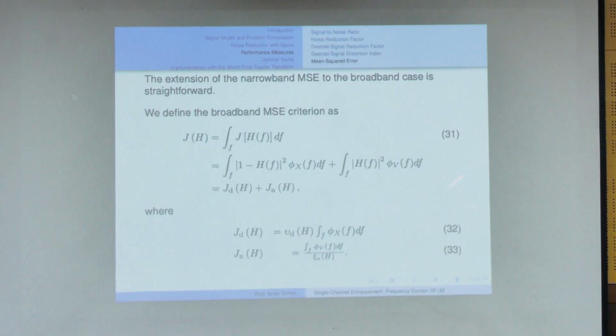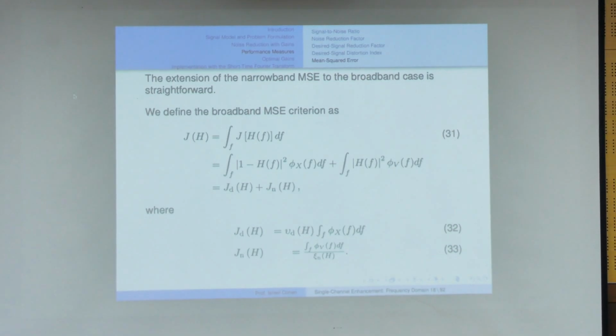And also the broadband MSE is a summation of two components, one which is associated with the distortion and one that is associated with the residual noise. Somehow it doesn't work. After the break, we'll try to fix it.